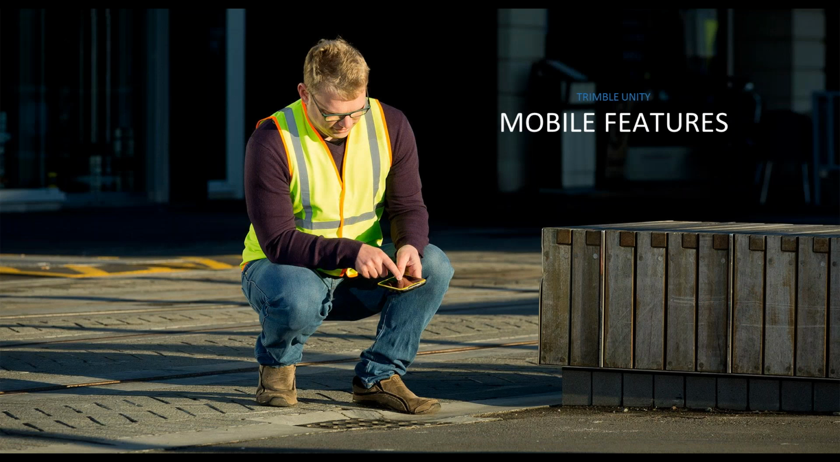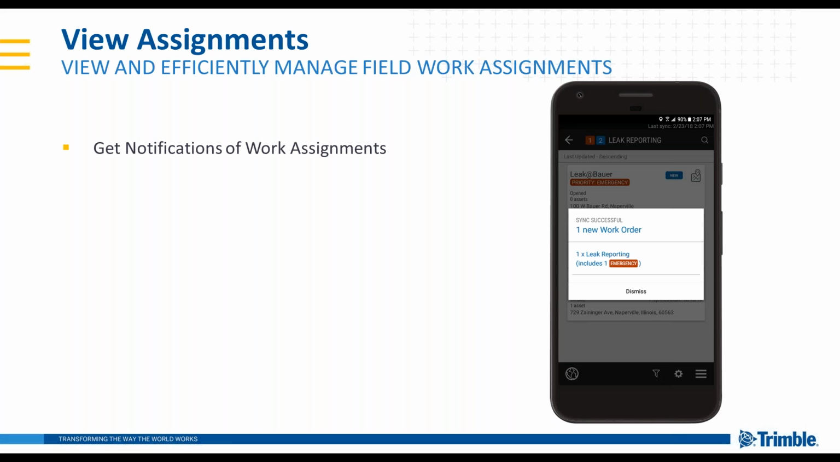In terms of the mobile features and mobile capabilities, field technicians have the tools to efficiently manage their work assignments. So when work is assigned to them, the software will notify the field technician of a work assignment. Unity can be configured to automatically sync on a time schedule basis, or the user can manually sync before they go to the next job site, and they will get notification of work assignments.